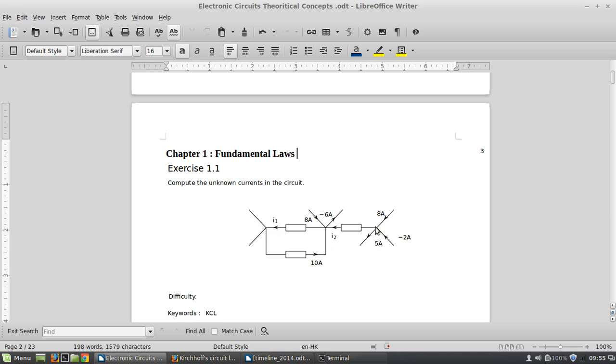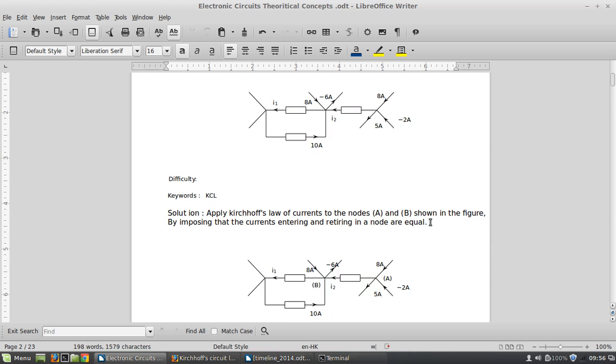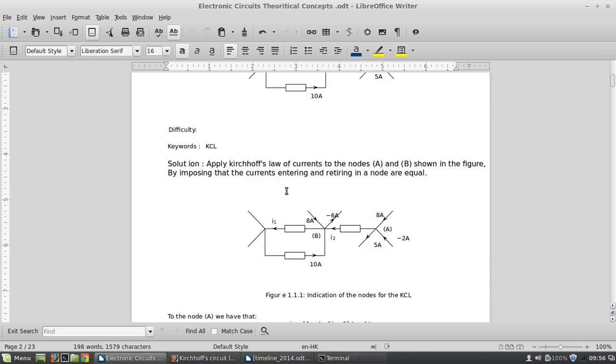So for I1, the current is going out in this direction. But for I1 we have 2 unknowns here, right? So if you take this junction, then we have one unknown that is coming in and one unknown that is coming out. Alright, so I think this is not the right junction to start with.